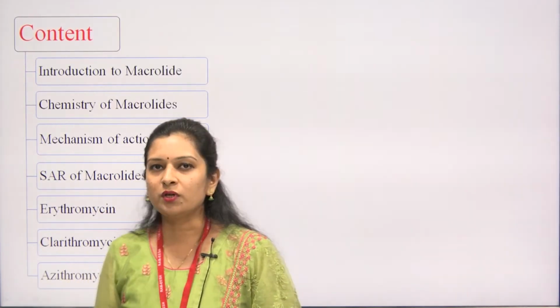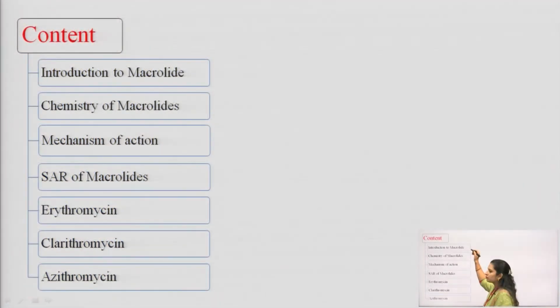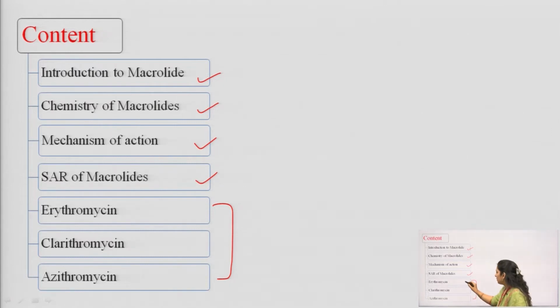What are the main contents we are going to discuss? We will discuss what macrolides are, or we can say a general introduction to macrolides, chemistry of macrolides, mechanism of action, SAR, and then we will study the 3 compounds of macrolide, that is erythromycin, clarithromycin and azithromycin.